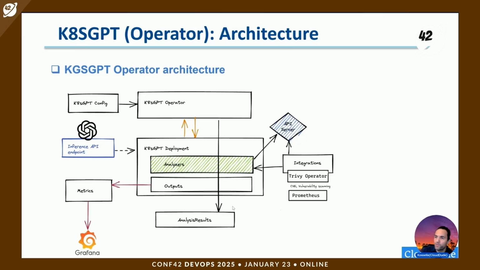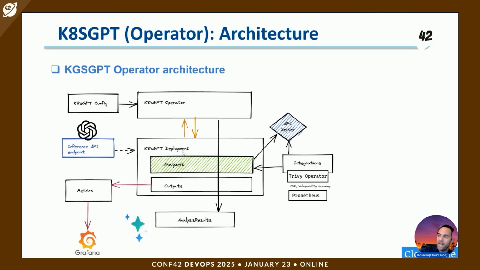But there's also the K8sGPT operator architecture. Why? Because this happens when you install it in the cluster. This is what we call in-cluster installation, right? So I'm just trying to show you the components. So we have what I will explain: the K8sGPT config, the K8sGPT operator, and then we have the deployment with the analyzers, right?